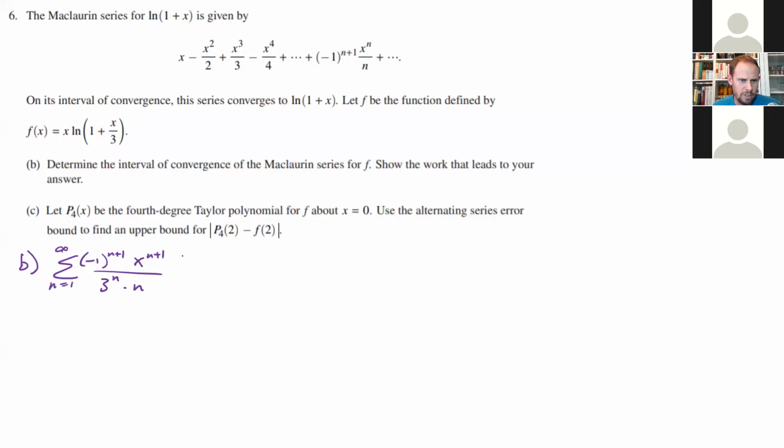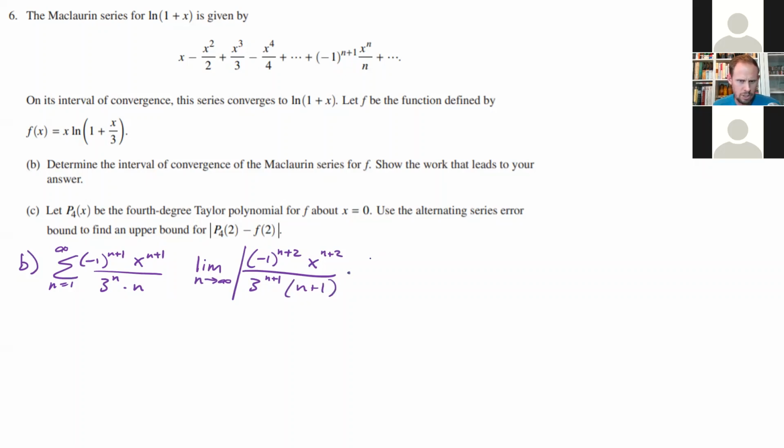To get the interval of convergence, since it's not geometric, it's got this extra n down here and this n plus 1, x plus 1 up there, we want to do the ratio test. So the limit as n goes to infinity of negative 1, and then we're going to add 1 to the n's here. So this is going to be n plus 2, x to the n plus 2, 3 to the n plus 1, and then this will be n plus 1. We've just added and plugged in n plus 1 essentially everywhere. And then it's divided by this whole term.